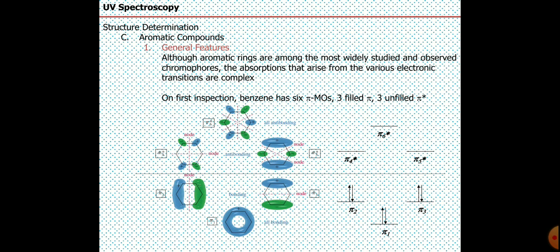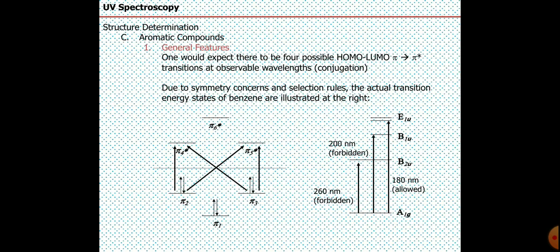Now let us see the Woodward-Fieser rule for aromatic systems. We know that aromatic systems are very stable systems and have high absorption values. For example, in benzene there are 3 double bonds, and this diagram is known as a Frost diagram, for which there are 6 pi orbitals, 3 bonding orbitals and 3 anti-bonding orbitals. So the transitions in aromatic systems are pi to pi star transitions.